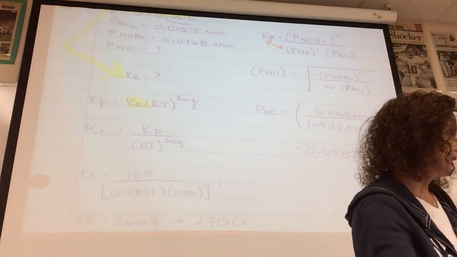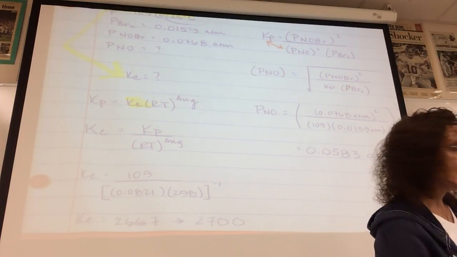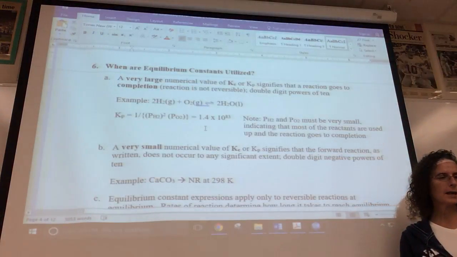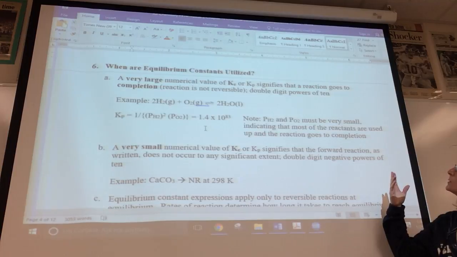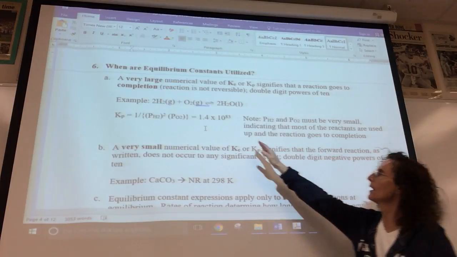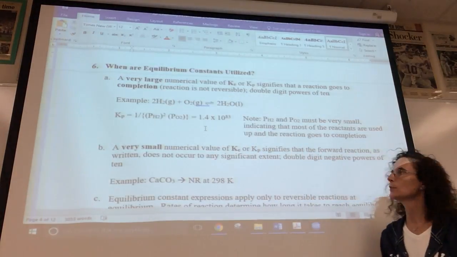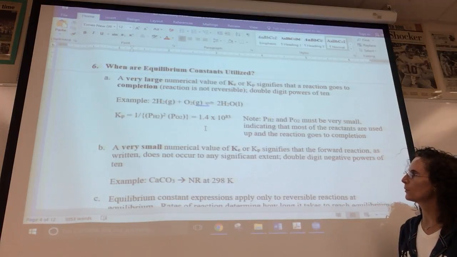Typically, you're going to be off Kc for interpretation, but maybe not always. It says that a very large value of Kc or Kp is going to indicate that the reaction essentially goes to completion. It's not reversible, only going in the forward direction. So double-digit powers of 10, like to the 10th, the 11th, 12th, etc. If you have a Kp value that's as ginormous as that, essentially the reaction's only going in the forward direction.